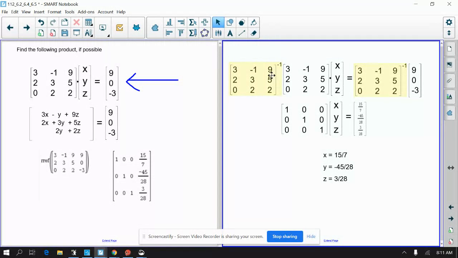But since I chose to multiply on the left side, to keep it balanced, you have to multiply on the left side again.